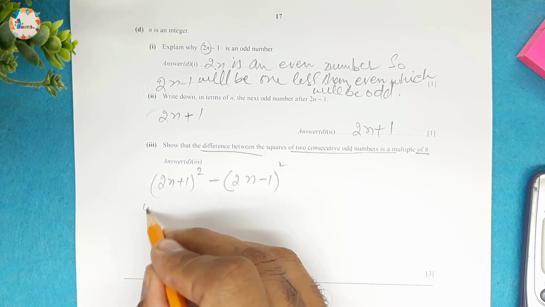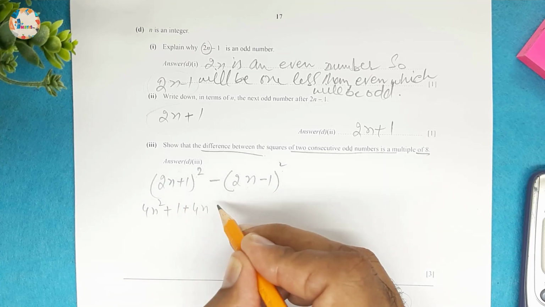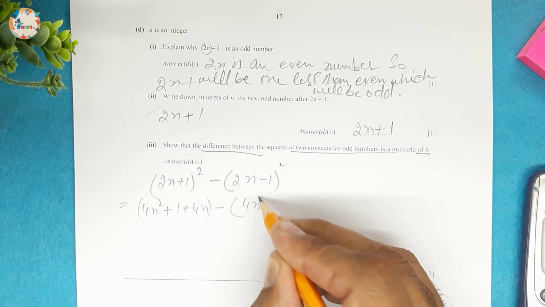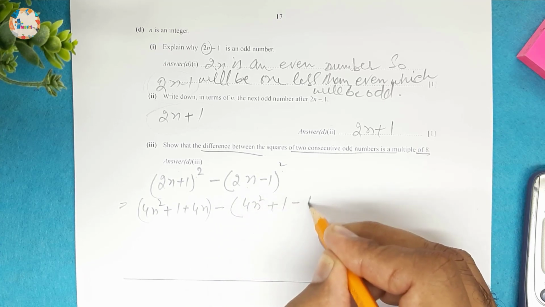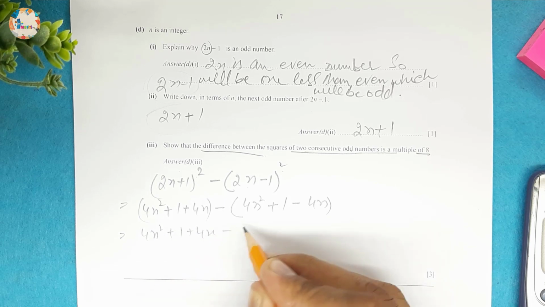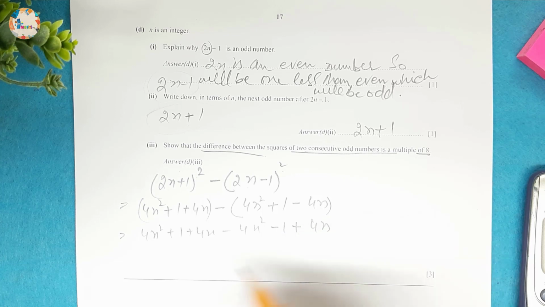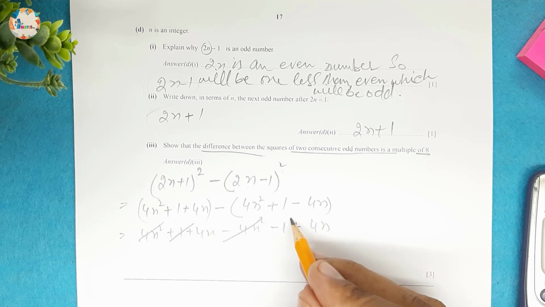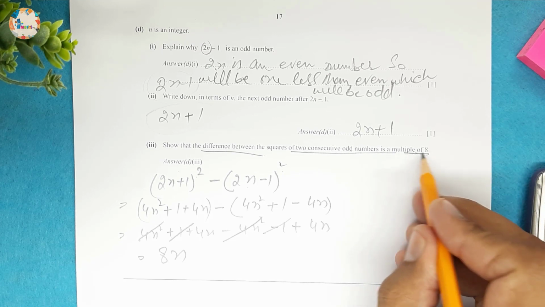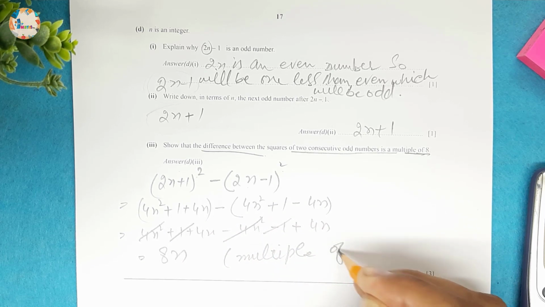So this will be basically 4n squared, a square plus b square, which is 1, plus 2ab, which is 4n. And similarly we can open this, we will keep it in brackets, and this will be 4n squared plus 1 minus 4n. If we open this, this will be 4n squared plus 1 plus 4n minus 4n squared minus 1 plus 4n, and we can cancel these two, and this one also we can cancel, and this will be 8n. So this is basically a multiple of 8. So we can write here multiple of 8.